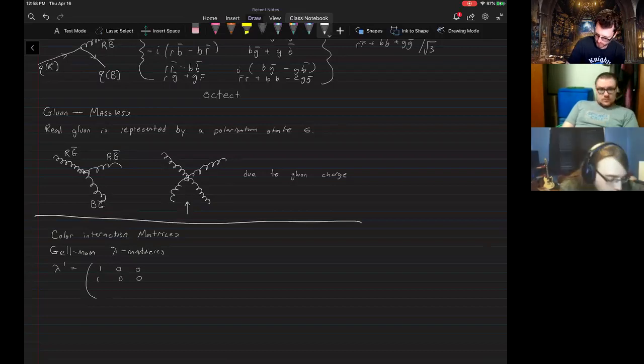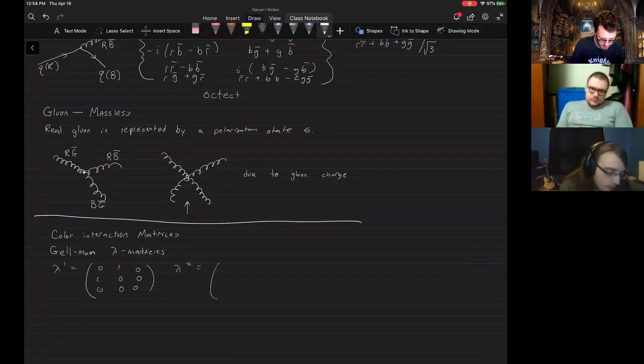sorry, I put a 1 in the wrong place. Let me find my eraser. Okay. Lambda 2 is like 0, i, 0.